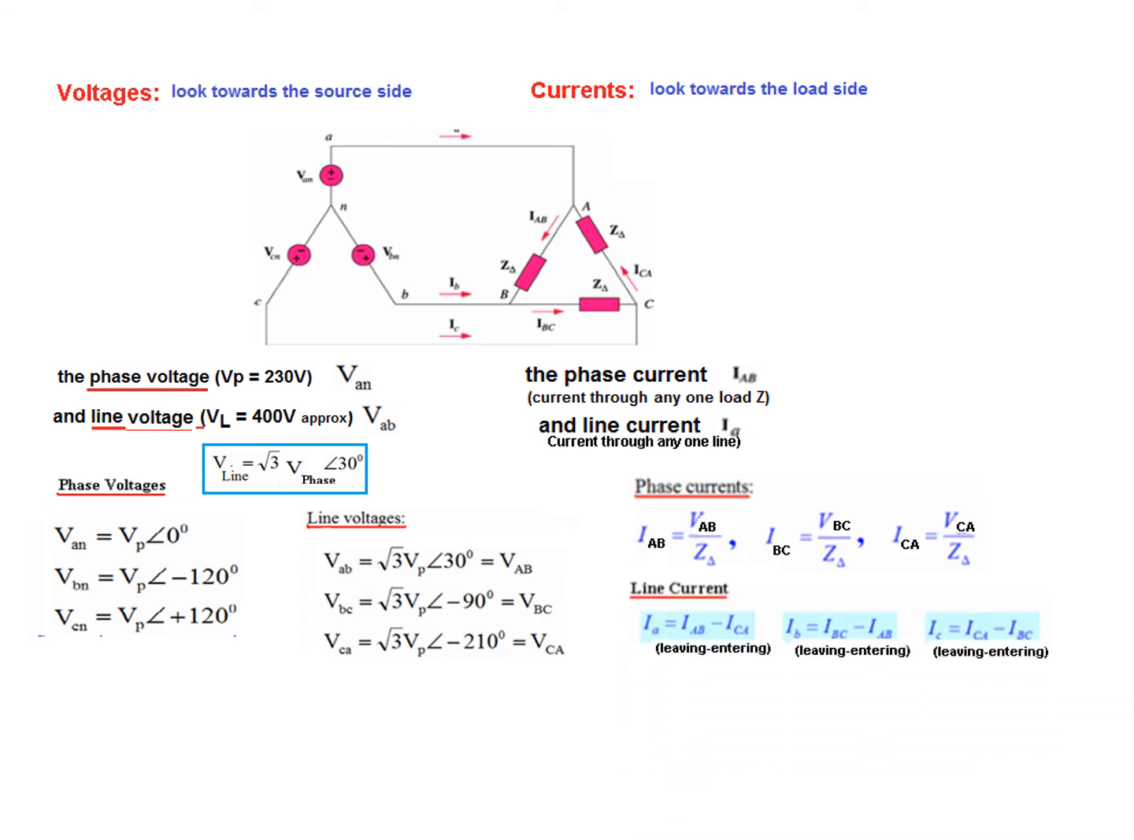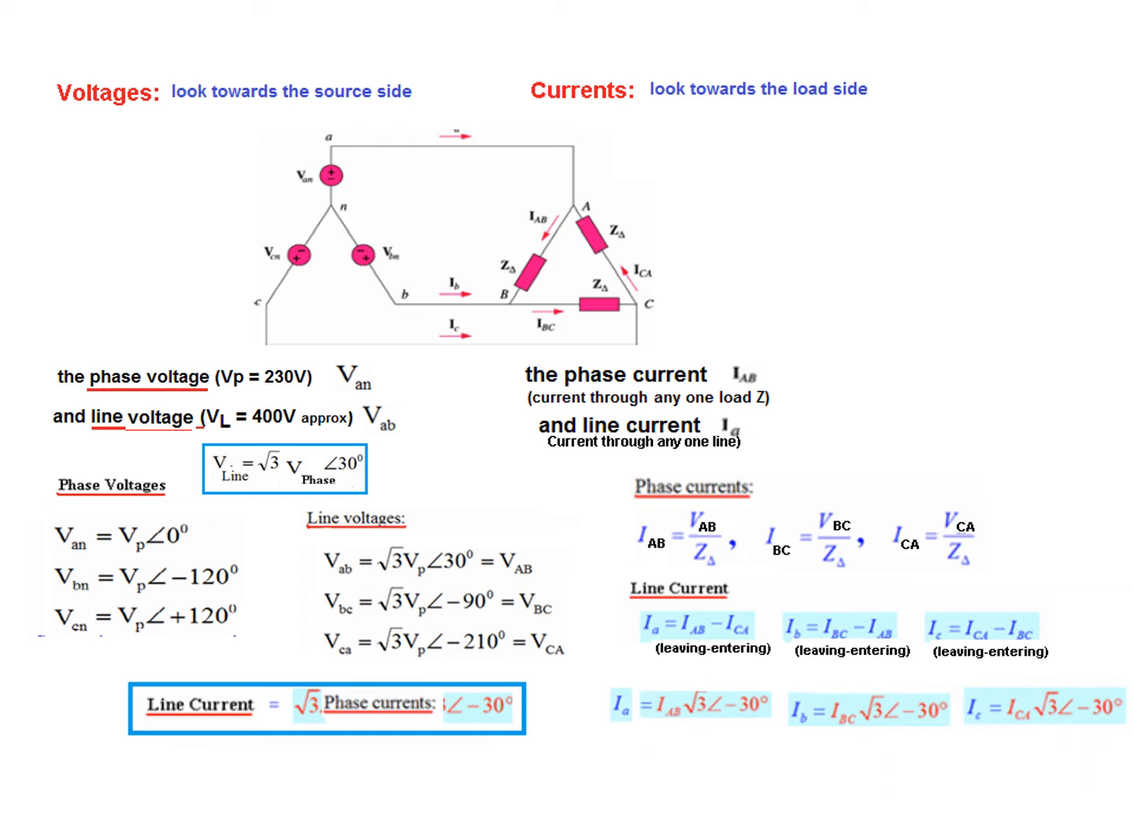And line current can be calculated two ways. One is that we write the formula at this node, that line current is equal to IAB minus ICA, and you can use this for all three to find the values of the three currents. But we'll apply the simple technique, that is, line current is root 3 times phase current at an angle of minus 30. It's similar to this, except that the angle is minus now. And so by applying that, we get the three line currents as shown here.